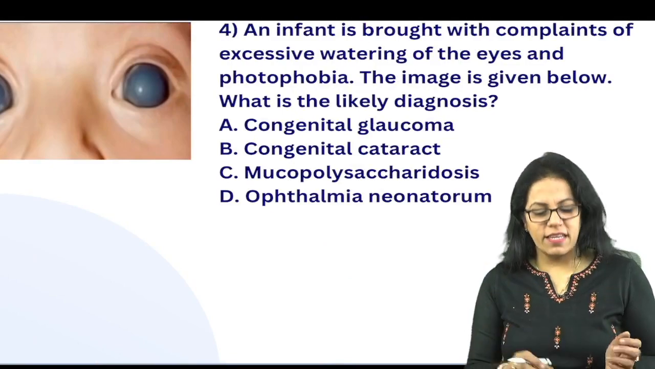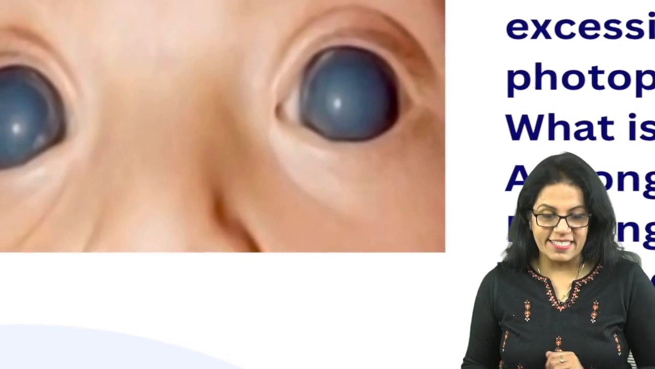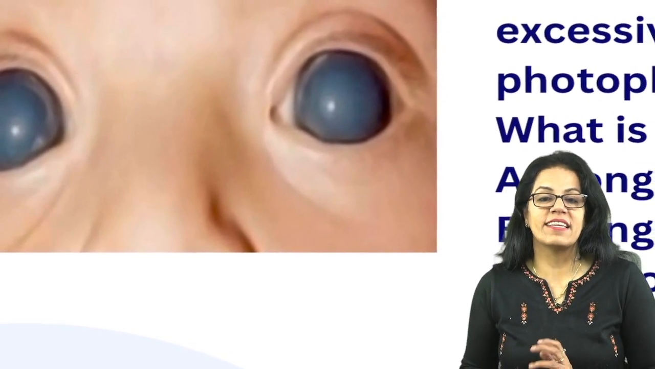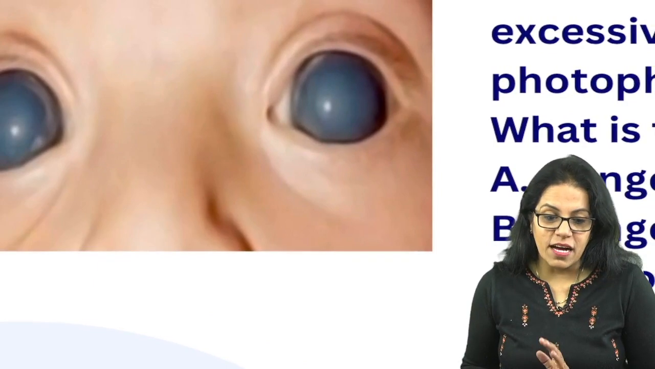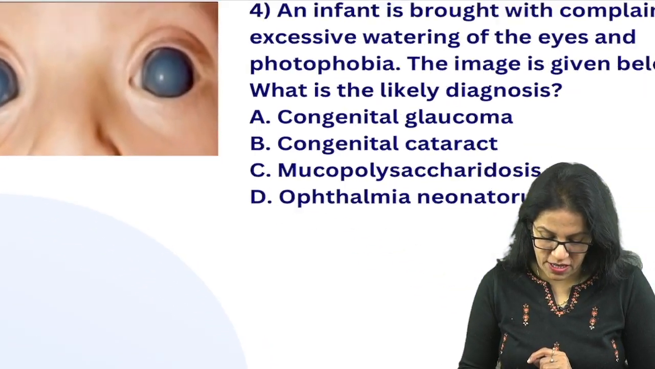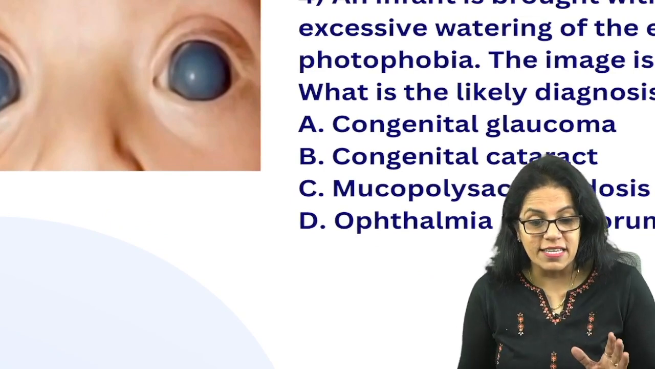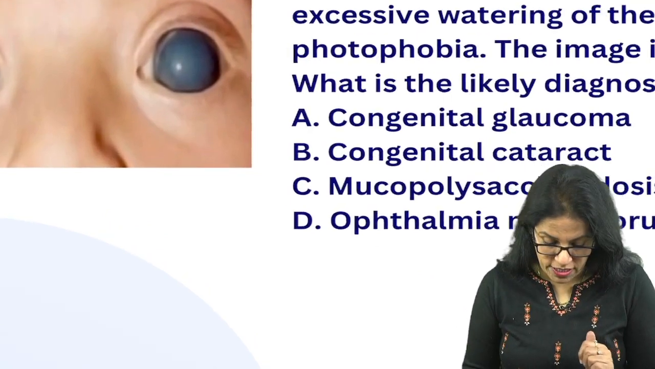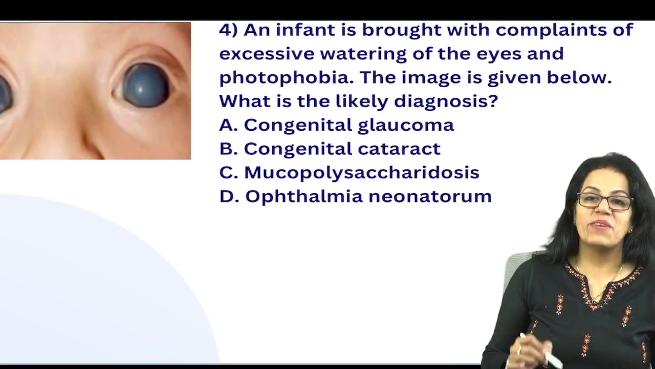Okay, this is again a very important picture and it is so commonly asked in the exam, many times asked even in INI-CET. So what is this picture? You can see a large cornea, buphthalmos, hazy cornea and large eyeball, and hazy cornea. And of course the corneal size also. Very typical. So here the answer would be what? I'm not even reading the question.